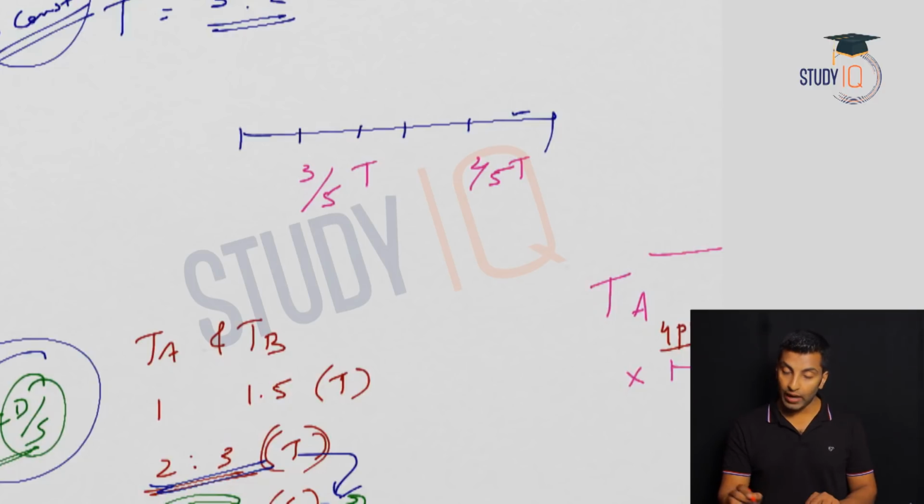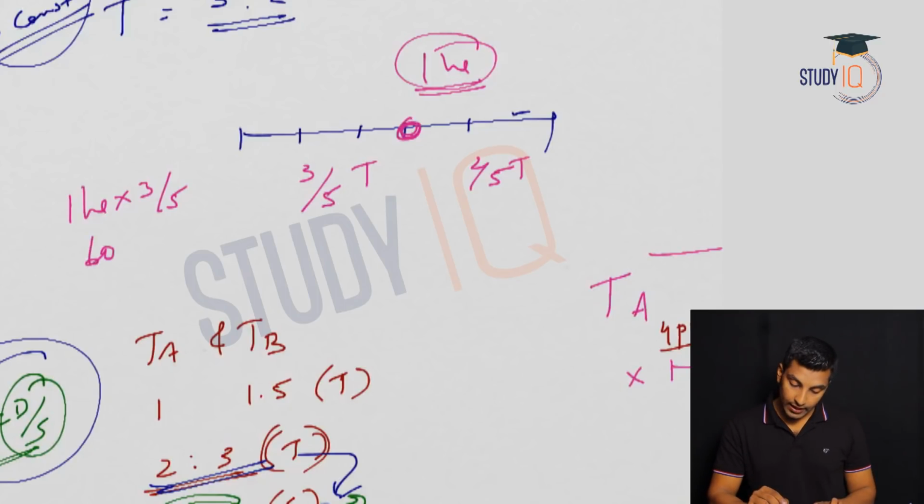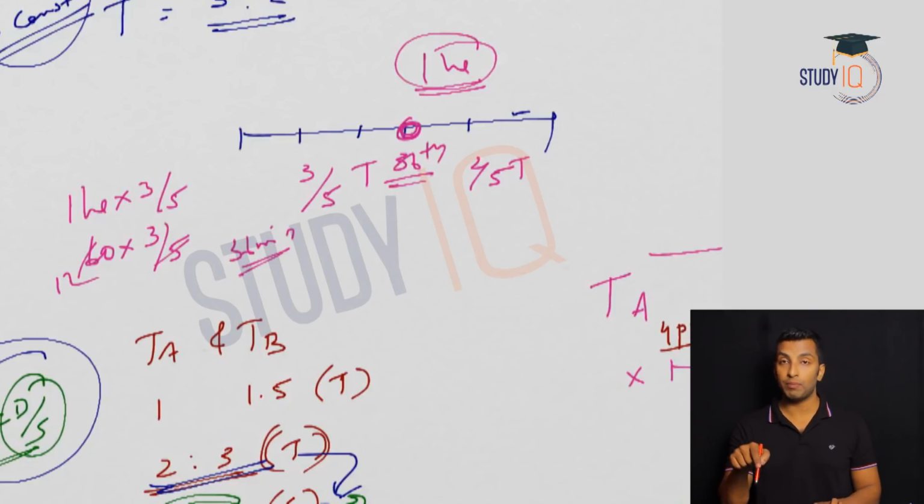So if you divide 1 hour, I'm taking the first person only. So first person, 1 hour. If you divide that, this is the meeting point, 3/5. Now how will you find that exact value? It is 1 hour into 3/5. So you can do 60 minutes into 3/5, and what you will get is 36 minutes. So in the 36th minute, he will meet the second person.